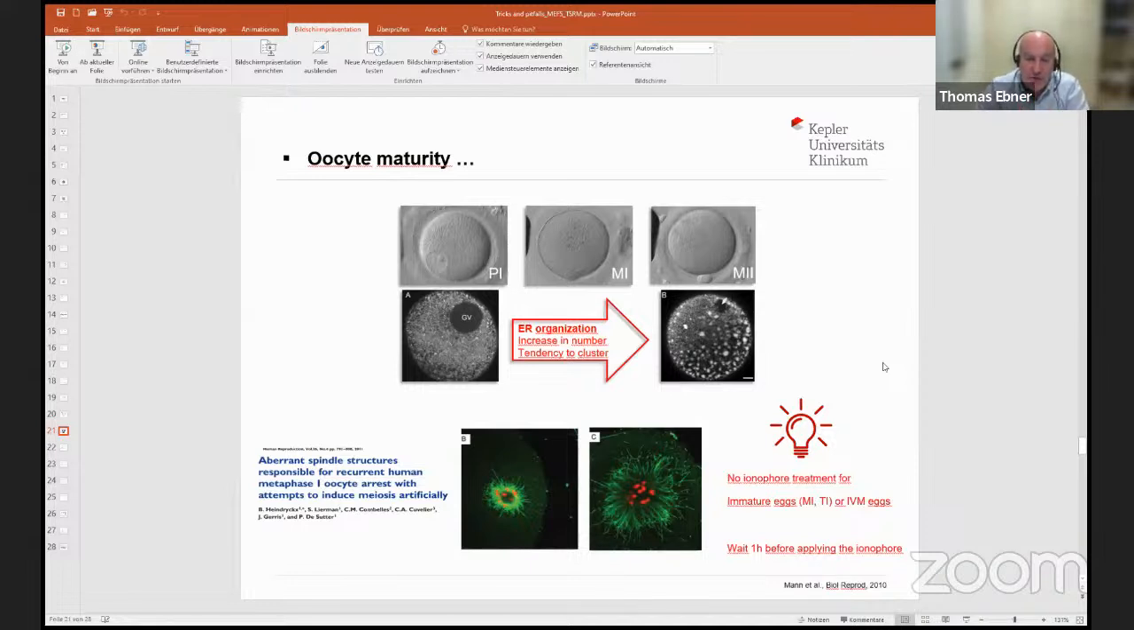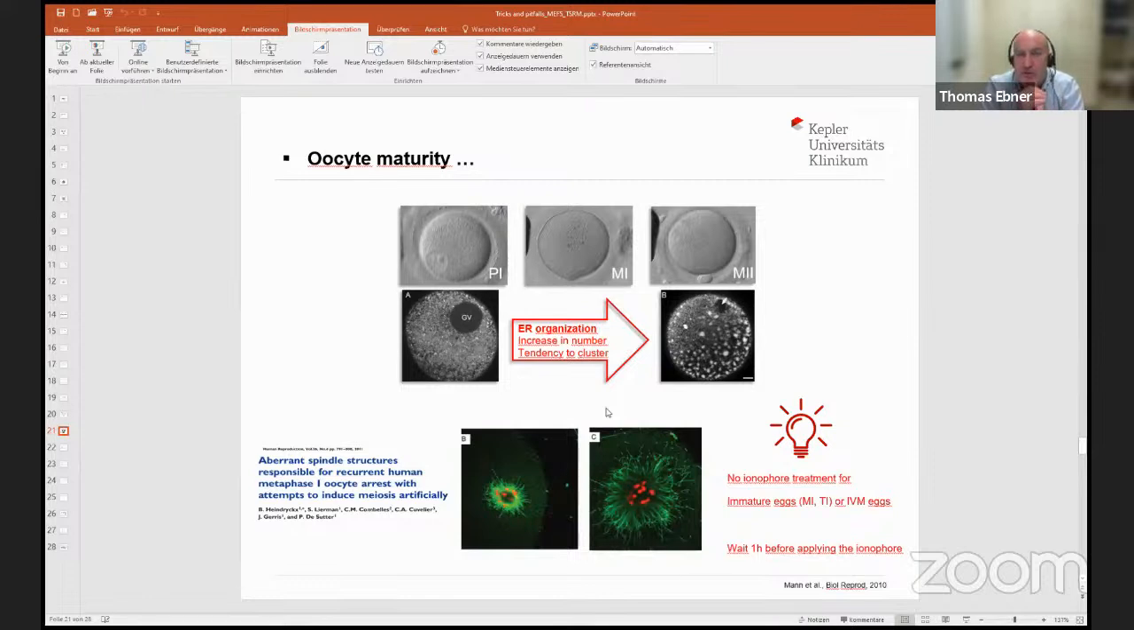correctly. Thinking of the spindle that has been published by Björn Heindryckx's group, you're seeing the disorganized spindles from a very special case, I have to admit. But nevertheless, I'd like to give you the tip that you never do ionophore treatment for immature eggs, so metaphase 1 or telophase 1. Even if I suspect it to be a telophase 1 because the polar body is in a fovea or so, I would not do an ionophore. I only take those that I'm sure that they are M2.